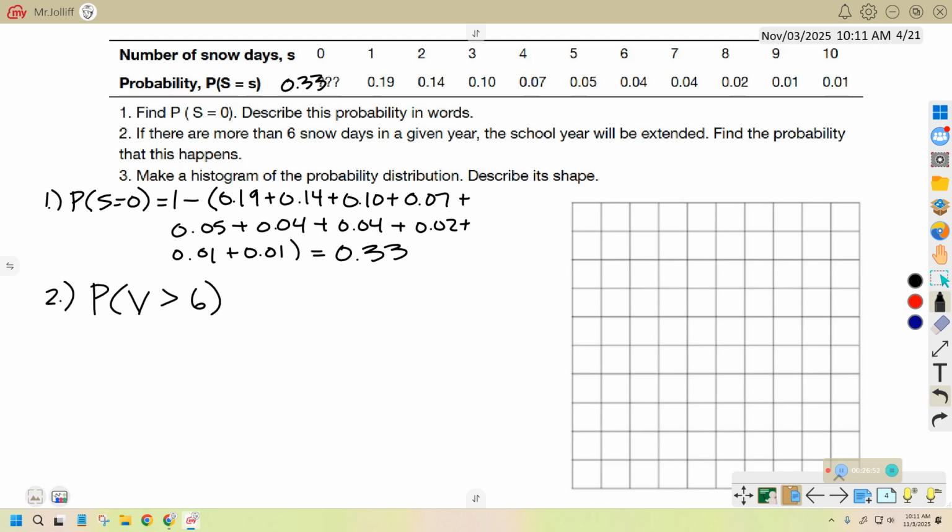So greater than, more than, which means I'm going to start in my table not at 6, but at 7. Those are the probabilities that I have more than 6 snow days. So those are the probabilities I'm going to add. 0.04, 0.02, 0.01, 0.01. 4, 5, 6, 7, 8. 0.08. Did I do that correctly? I see some nodding. Thank you, Caleb. 0.08. Very good.